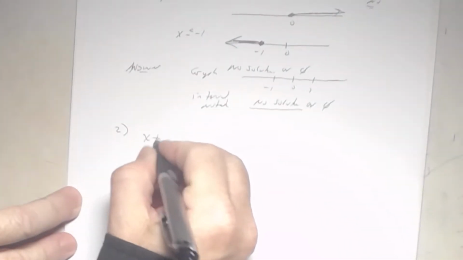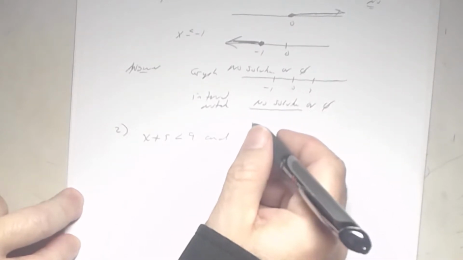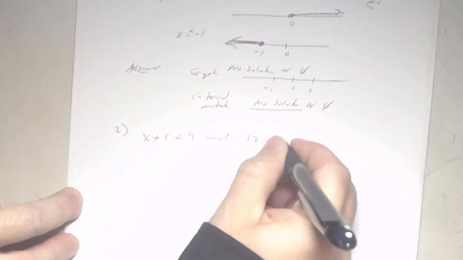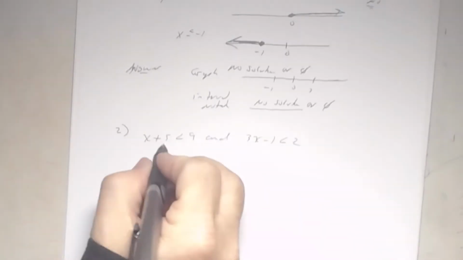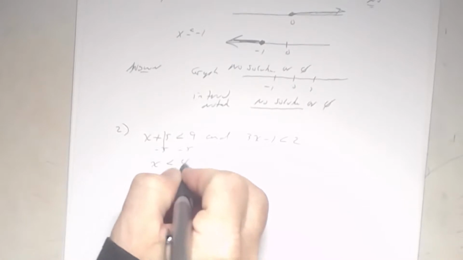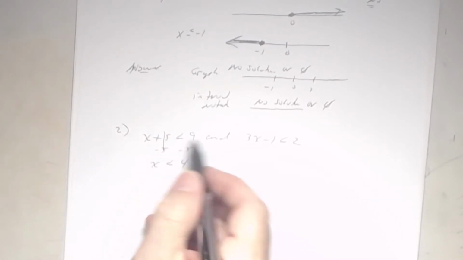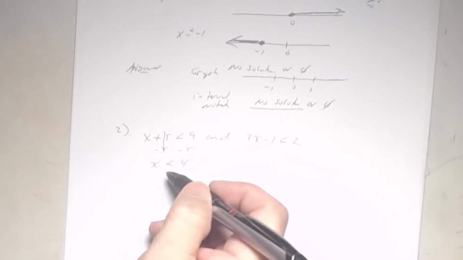All right, number 2, let's suppose you had x plus 5 is less than 9, and 3x minus 1 is less than 2. All right, what are you going to do? All right, so you're going to solve each one individually. So x is less than 4. So I found the solutions to this first inequality. So any number less than 4 is going to satisfy this first one.